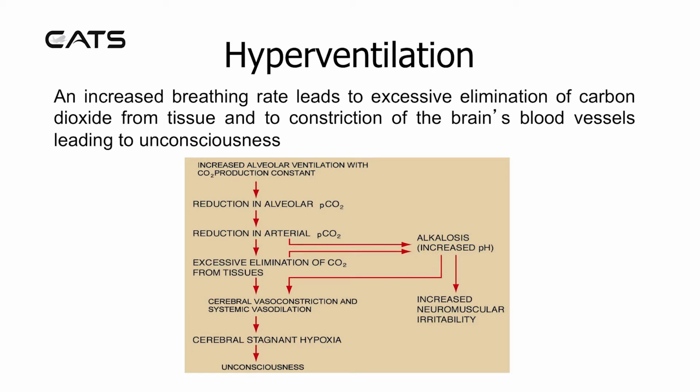That has an effect on the pH of the blood, increasing it, resulting in a state of alkalosis, which results in increased neuromuscular irritability, and also cerebral vasoconstriction, limiting blood supply to the brain, and systemic vasodilation, increasing blood supply to the periphery. The reduction in arterial PCO2 leaches out eventually CO2 from the tissues, which also causes cerebral vasoconstriction and systemic vasodilation.